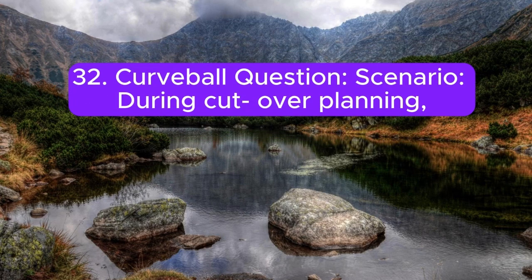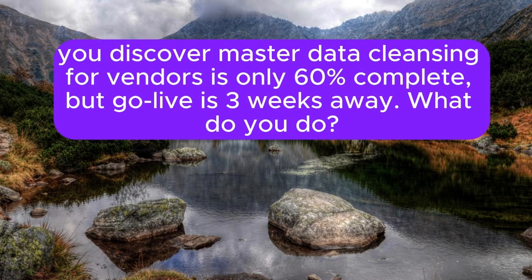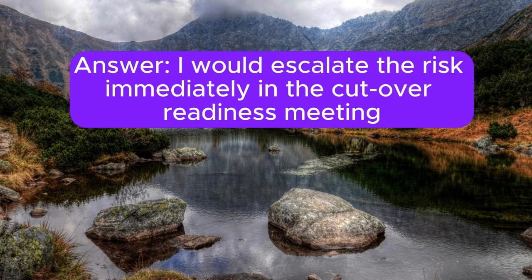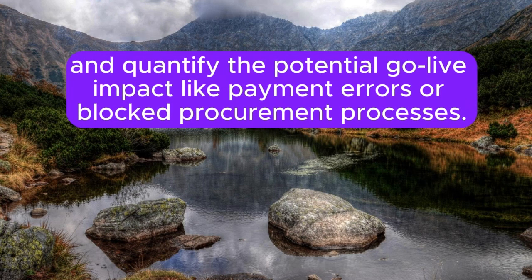32. Curveball question. Scenario: During cut-over planning, you discover master data cleansing for vendors is only 60% complete, but go-live is 3 weeks away. What do you do? Answer: I would escalate the risk immediately in the cut-over readiness meeting and quantify the potential go-live impact, like payment errors or blocked procurement processes.